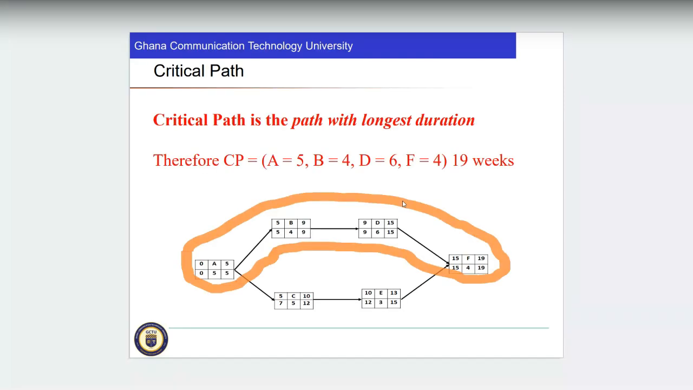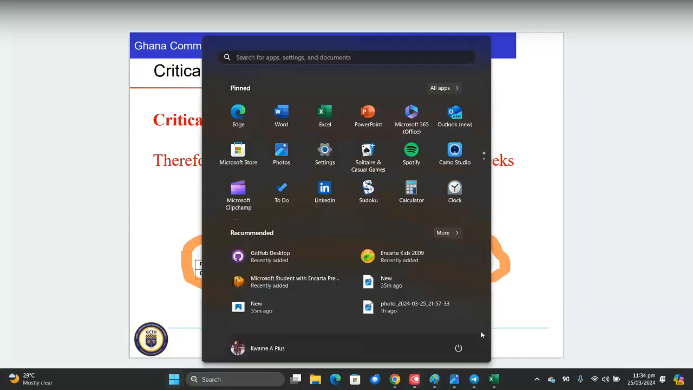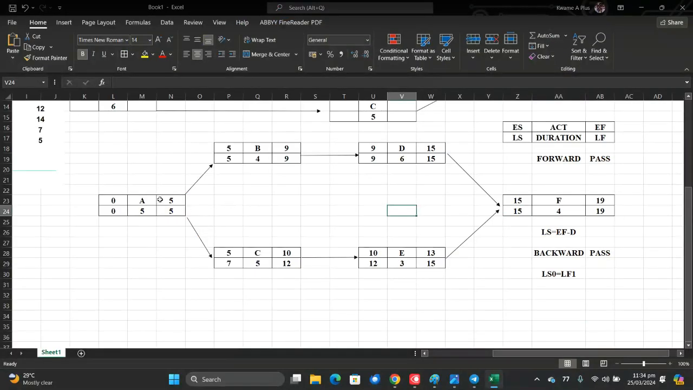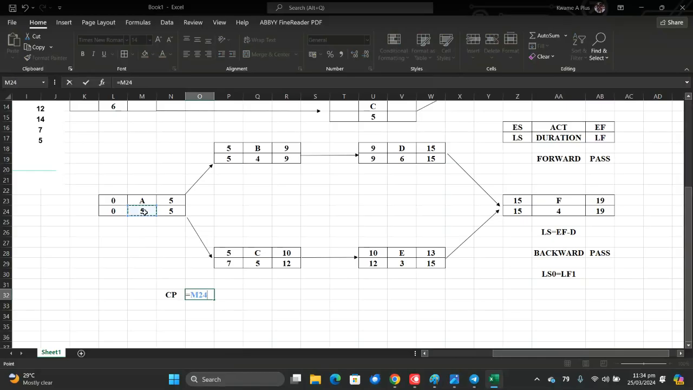So we have to go and look at the critical path. The critical path is the path with the longest duration. Therefore, let's look at only the duration, so we add the durations. Critical path of this is equal to 5 plus 4 plus 6 plus 4 is what?